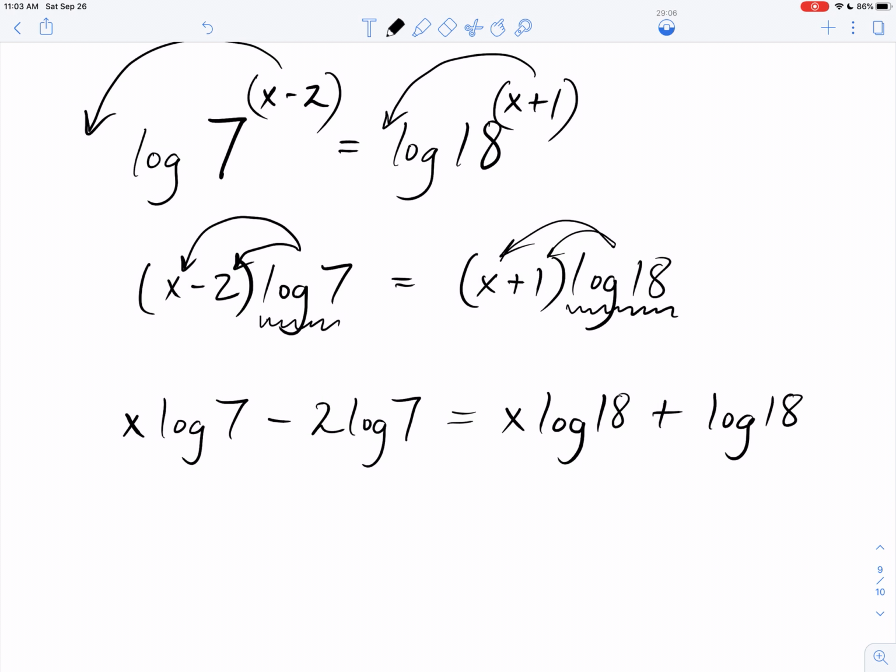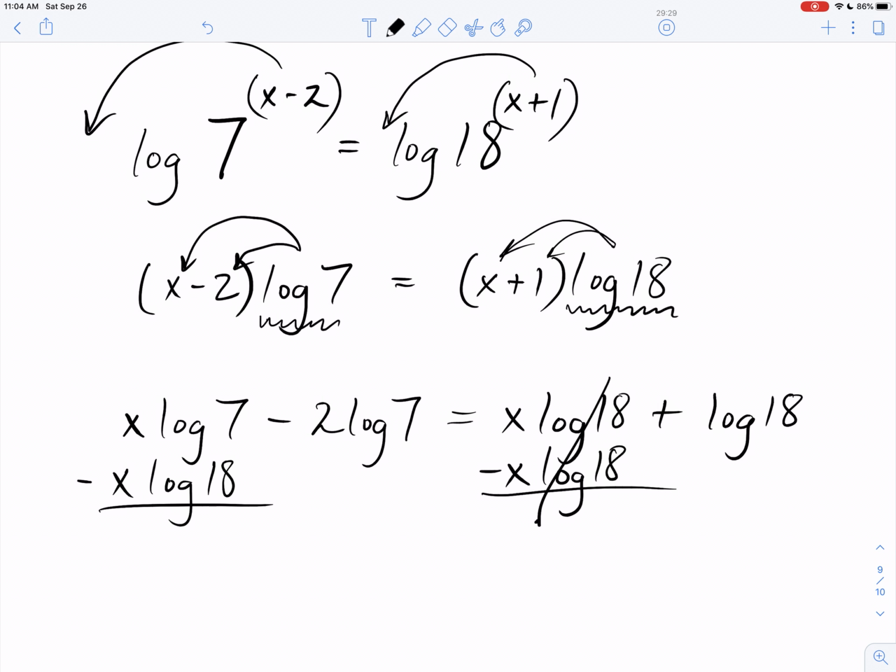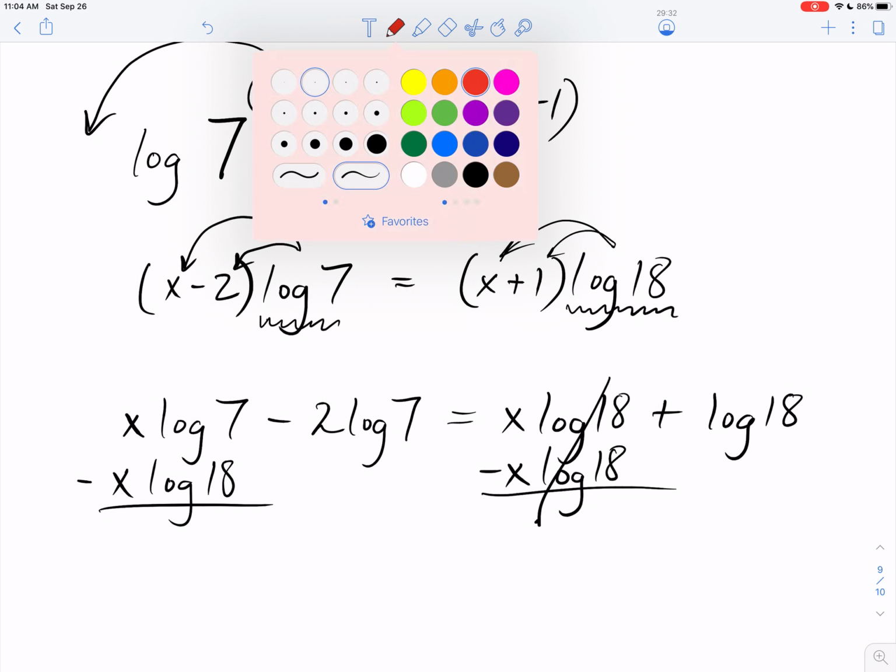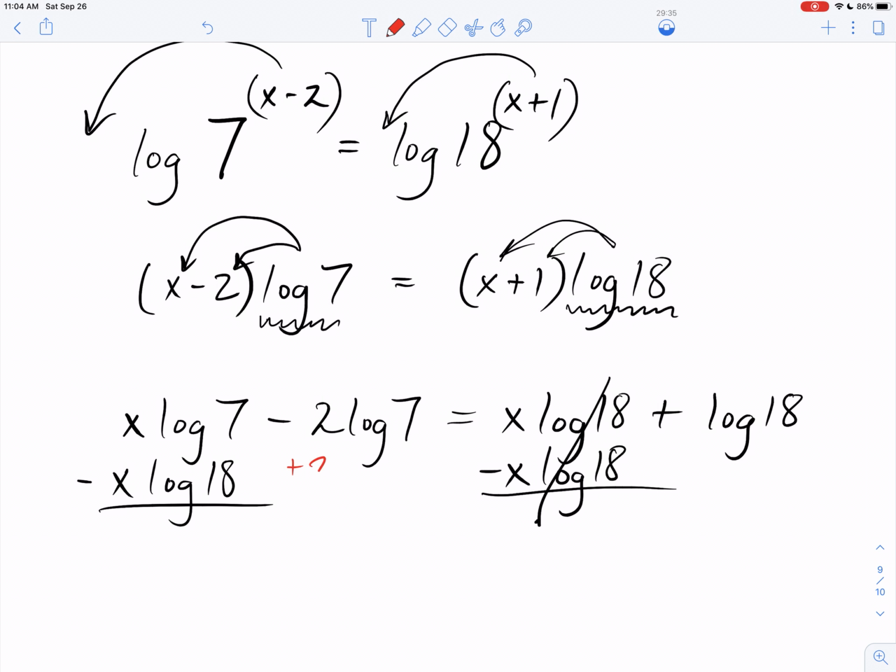And here's where you just gotta realize log 7 and log 18 are weird numbers we don't know yet. I want to get x's on one side, numbers on the other. So I'm going to put my x's on the left. So I'm going to take this away and put it over here. And then I'm going to color code this because I think it'll make it a little easier to follow. I'm going to move this guy to the other side.